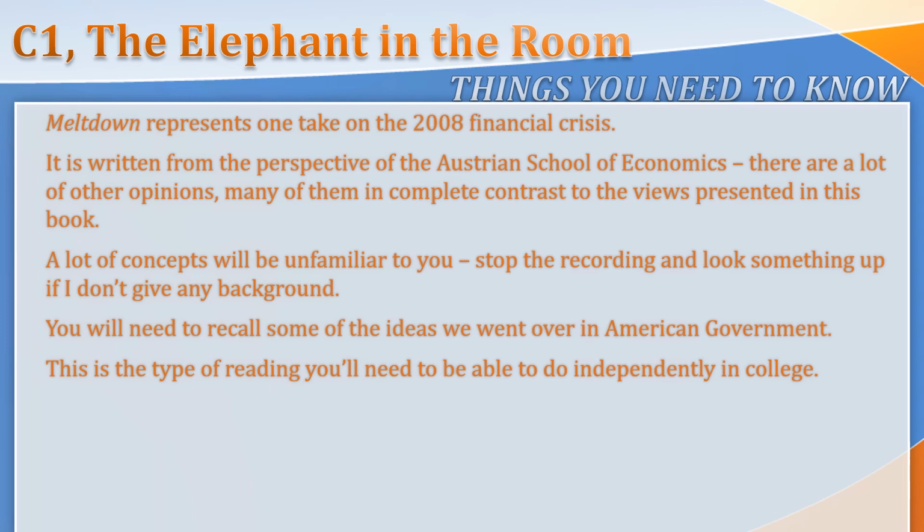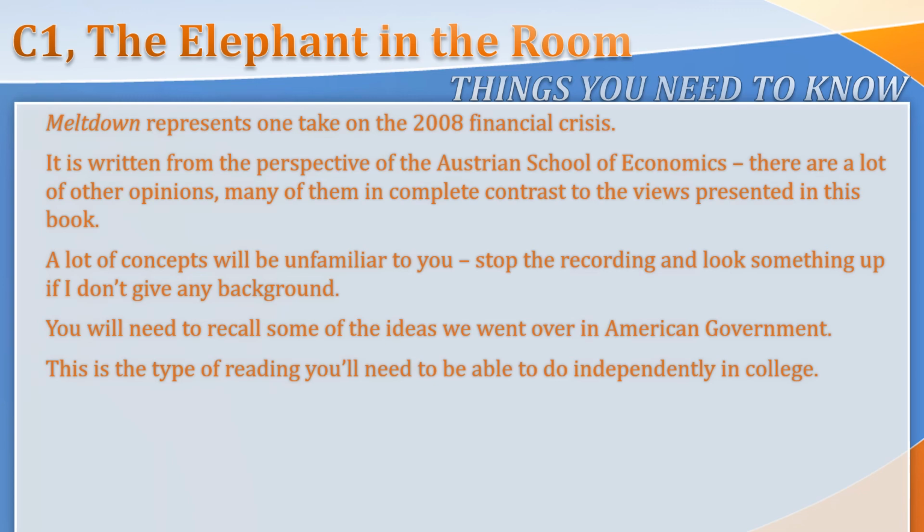Now, this book is written from the perspective of the Austrian School of Economics. This is a fairly small school. A lot of people don't know a lot about it. But the reason why I've chosen this book is because when I looked at what happened during 2008, what caused the crash, and the response to the crash, this is the book that lined up most with what I observed. So that's why we're going to look at this book.